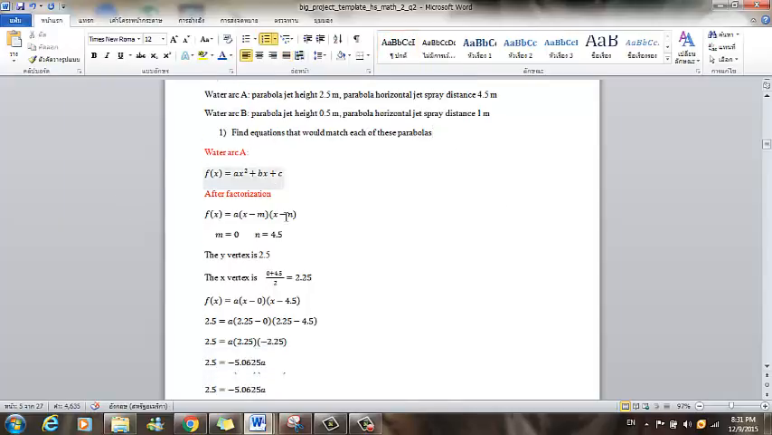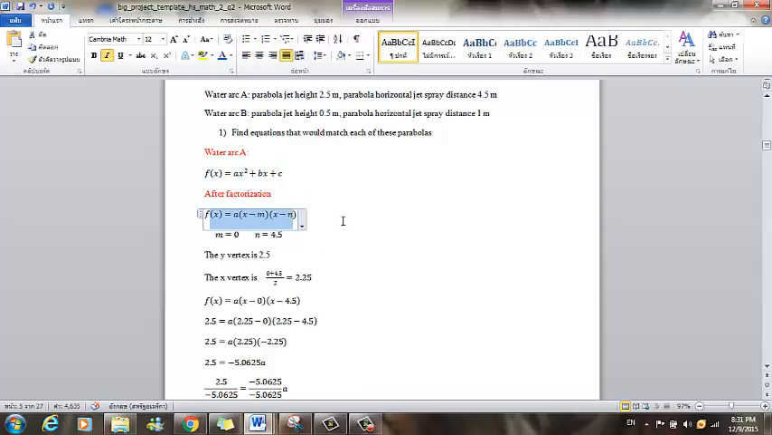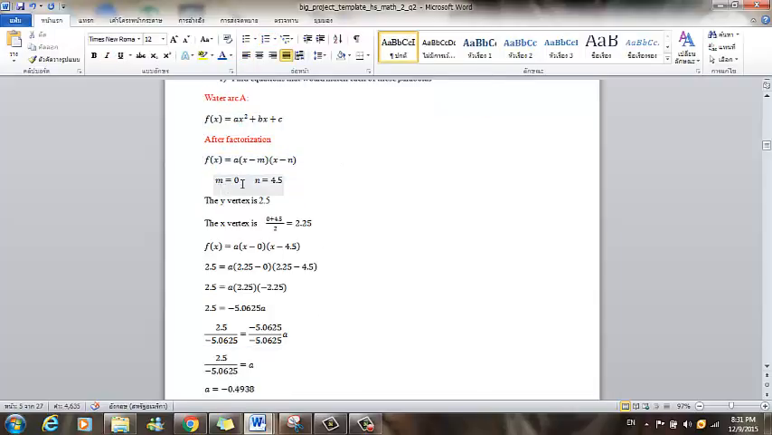So for water arc A, this is the quadratic equation, and then we factorize it into this. m is equal to 0 and n is equal to 4.5 because the distance is 4.5, and the y coordinate of vertex is 2.5 because it's the height. And for the x vertex, we have to add the two x-intercepts and divide by 2 and we're going to get this.